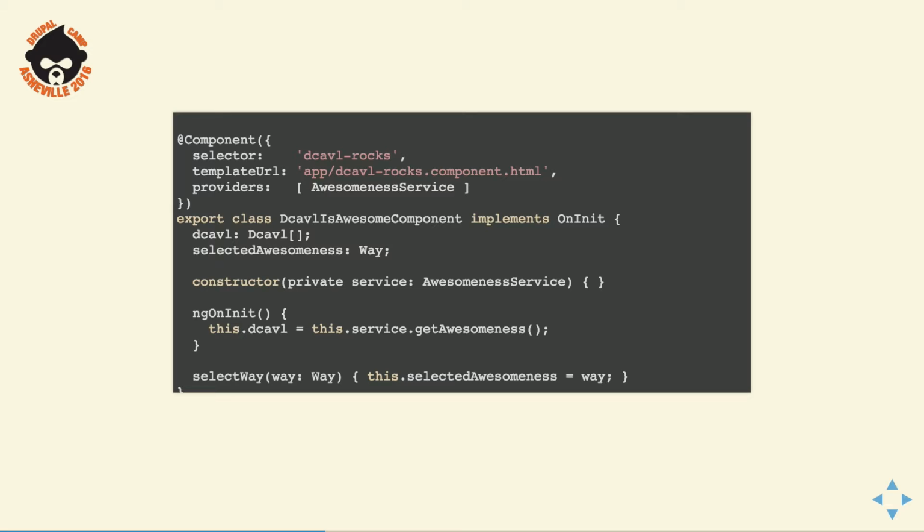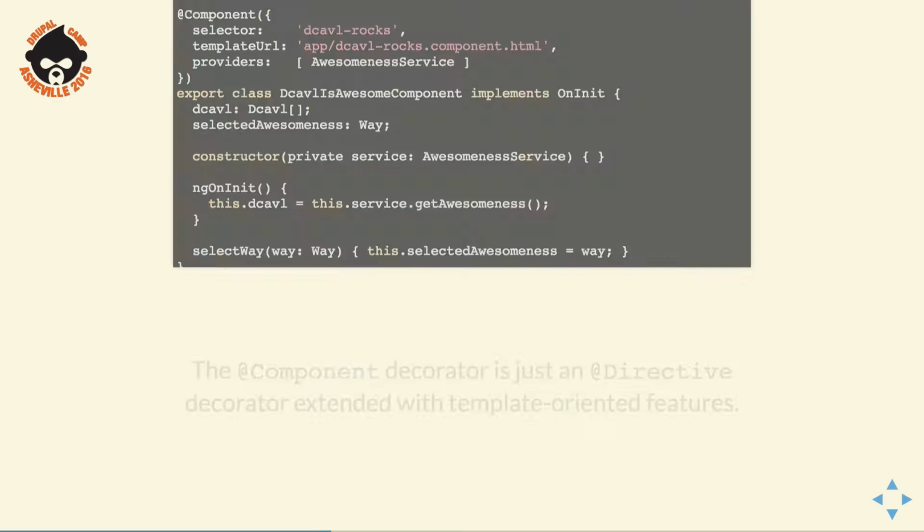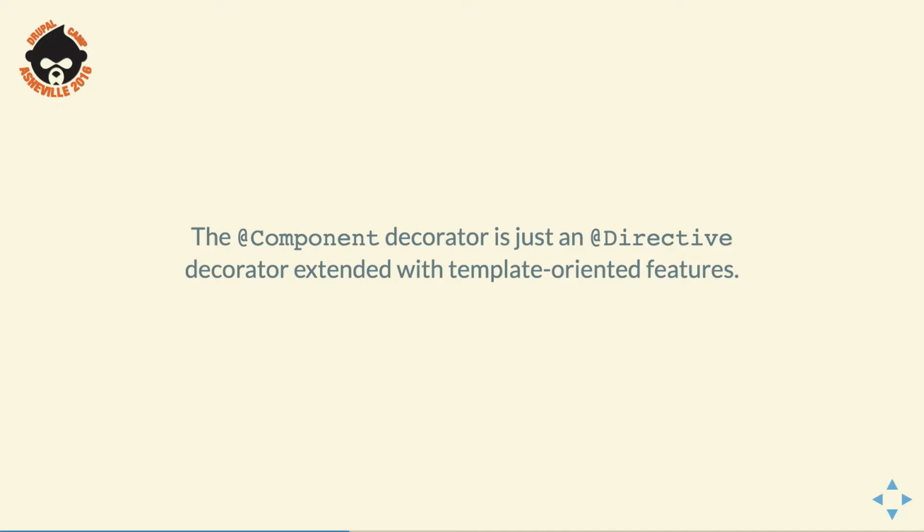Another interesting fact about a component is that it's technically a directive. It's a directive with a template, technically. And a directive class is a class with directive metadata. If that seems kind of redundant, the @Component decorator is just an @Directive decorator extended with template-oriented features.